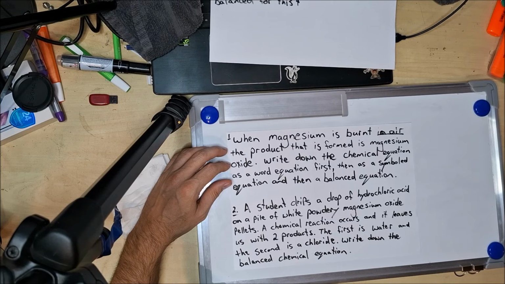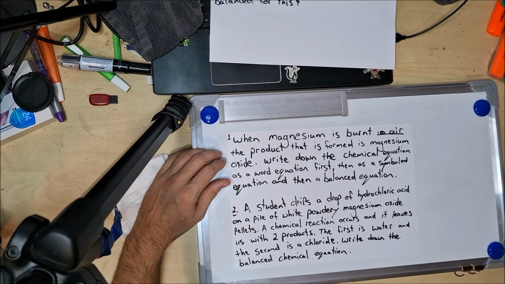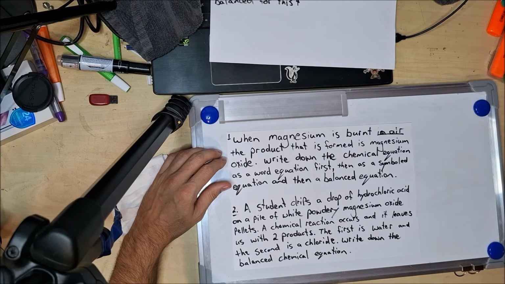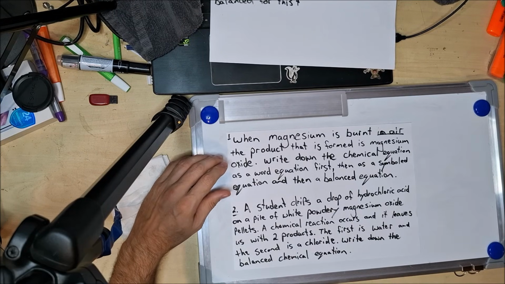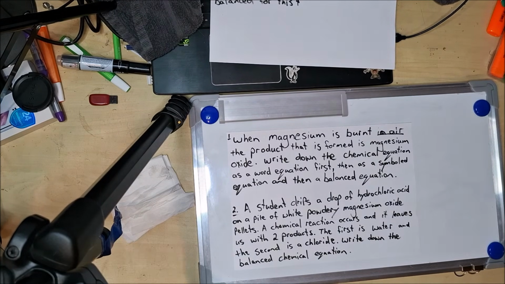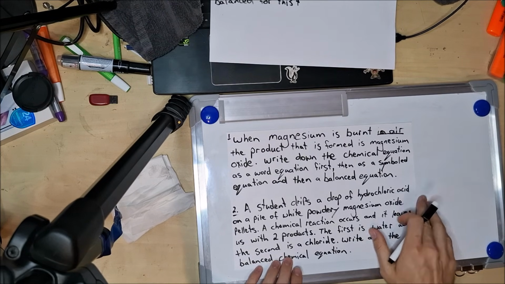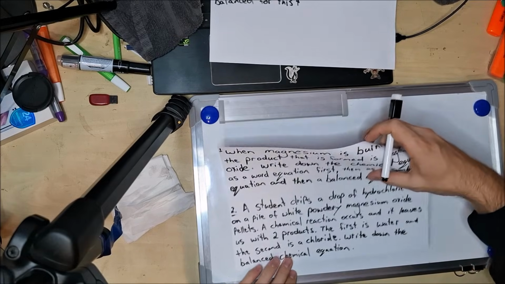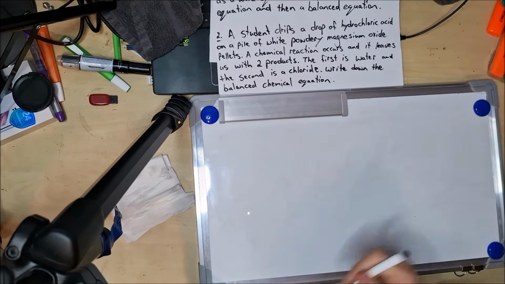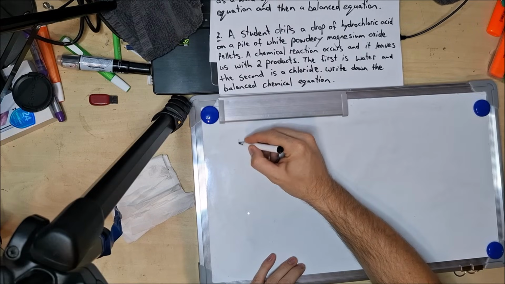So what are we going to have to do now? First of all, we need to work out what our reactants and products are going to be. What do you guys think we need to do first? Let's move this away and go. Magnesium, I know it's Mg.